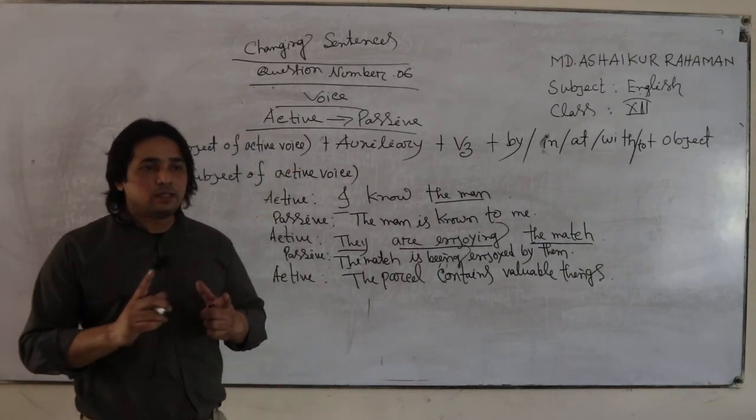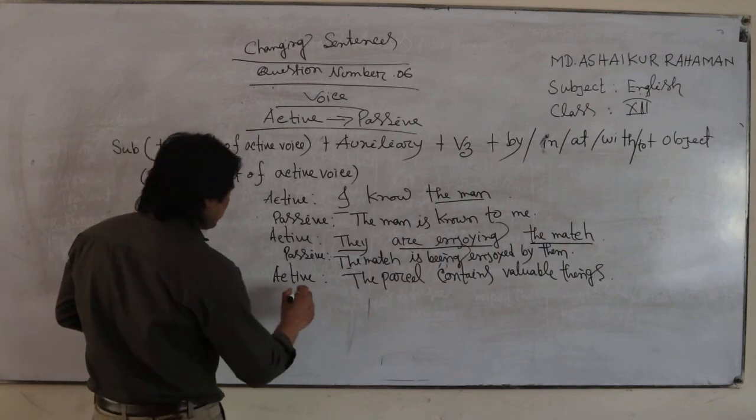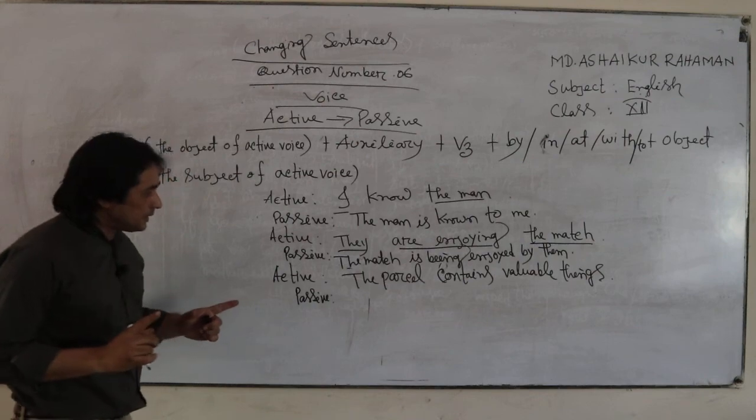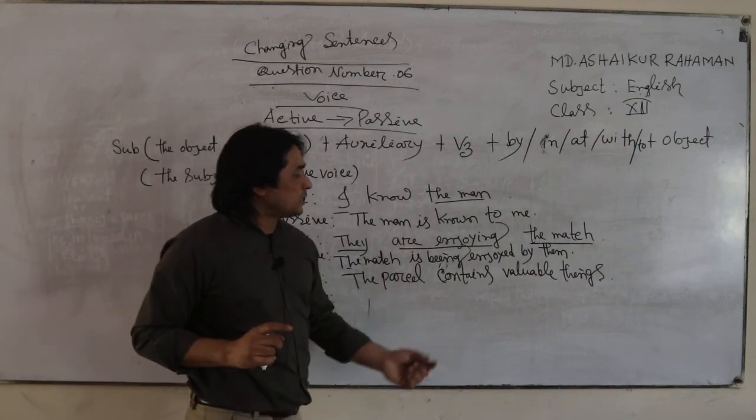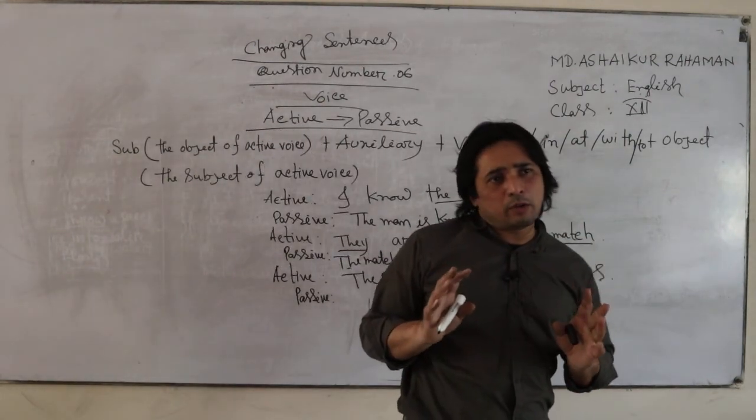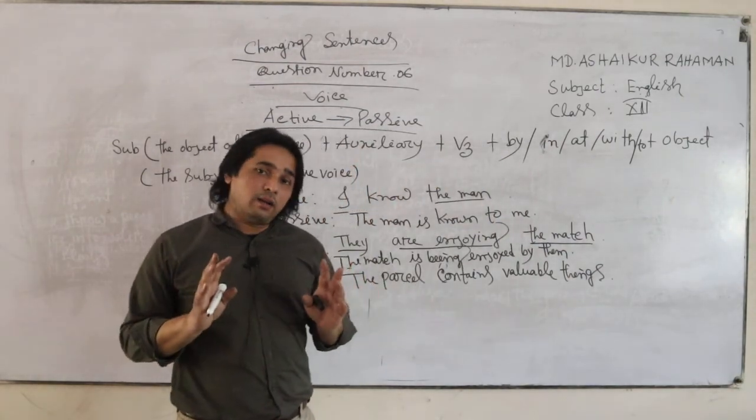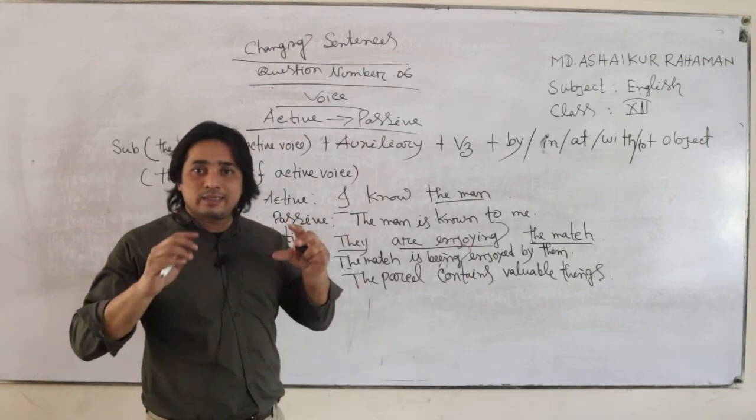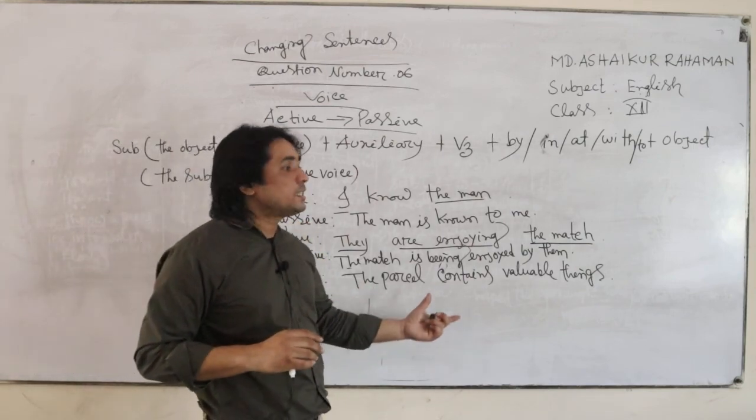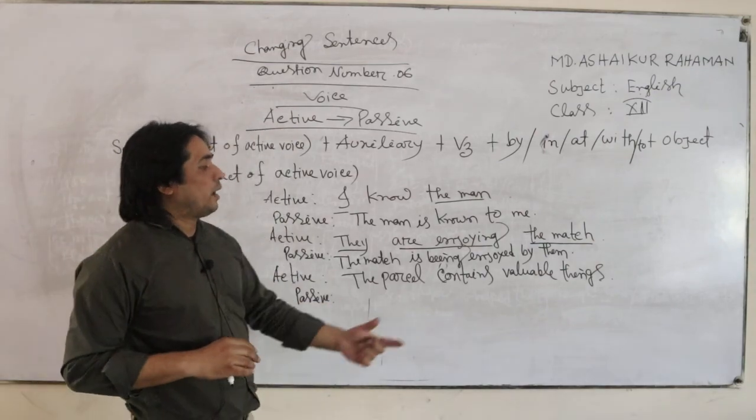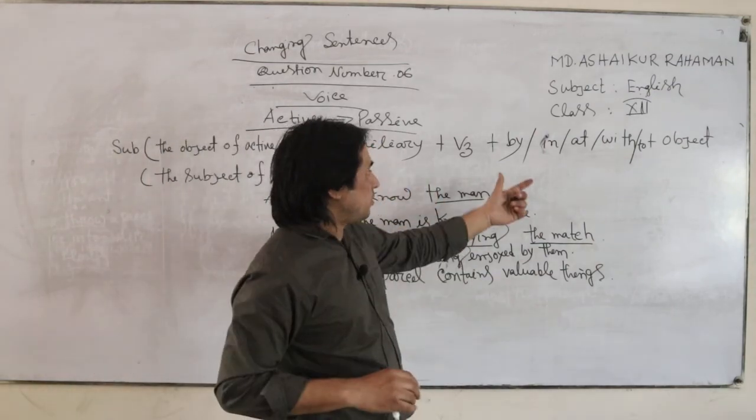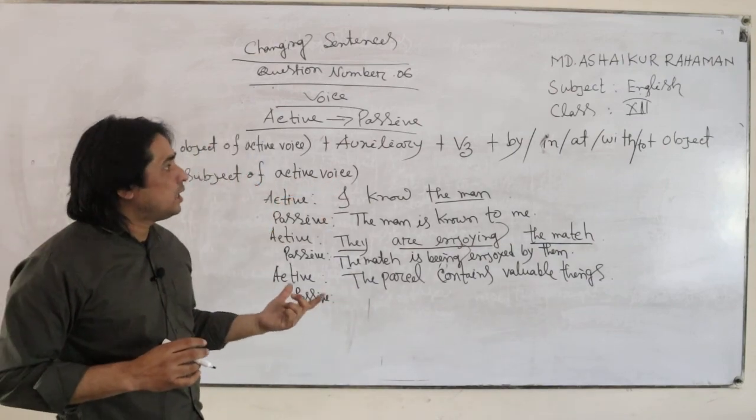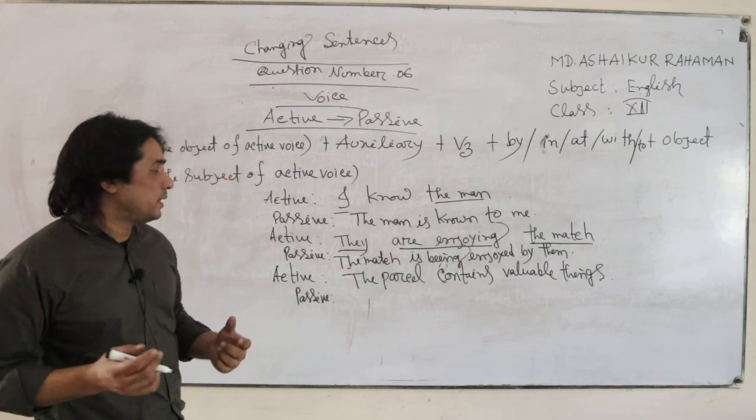And now come to the third one. Passive. The parcel contains valuable things. One thing we must keep in mind is: where can we find the valuable things? Either out of the parcel or inside the parcel. We must sense the situation, and then we have to use the right preposition, either by, at, with, or to, etc.